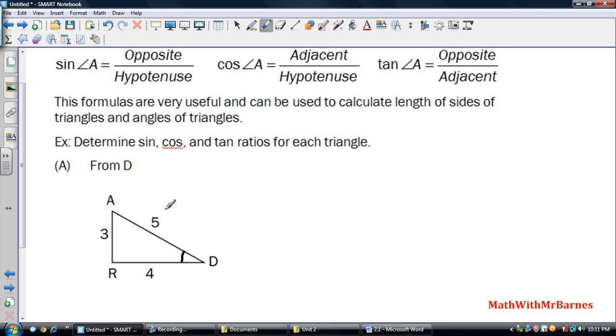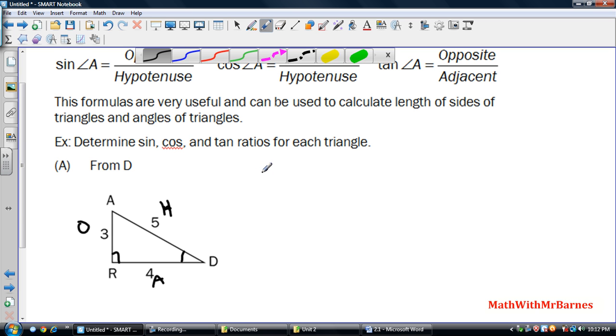So this is the hypotenuse side, directly across from the right angle. Here's the right angle, it's not labeled, but it's there. This is the opposite side, 3, and this is the adjacent side, 4. Alright, so all we need to do now is list out our functions.